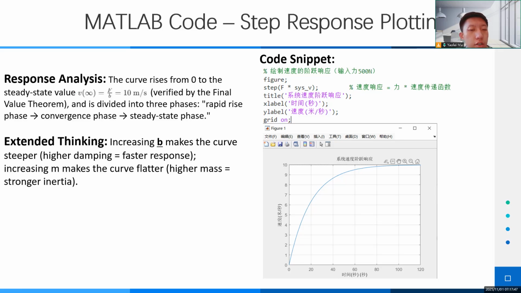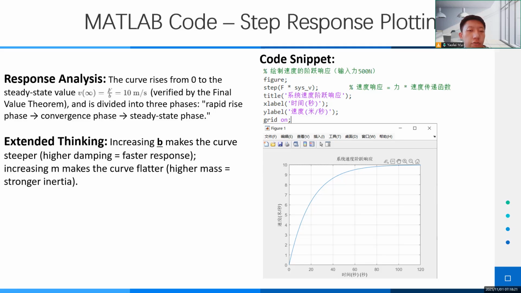The curve has 3 phases. Rapid response phase: the speed increases quickly at first. Convergence phase: the speed slows down as it gets closer to the steady value. Steady state phase: the speed stops changing and stays at 10 meters per second.